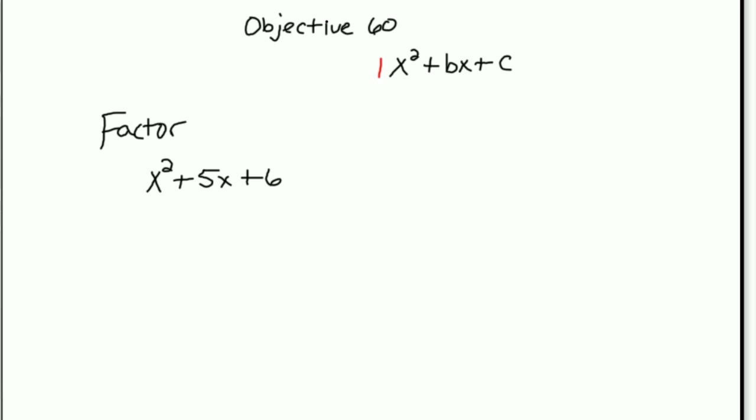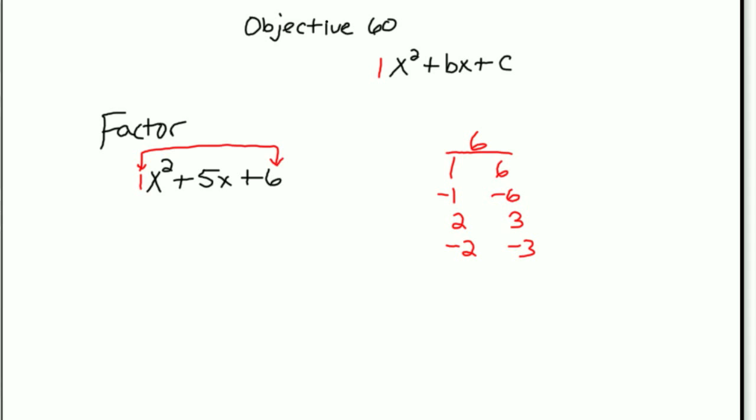Basically we're going to do this through the factor by grouping method. We're going to multiply the 1 and the 6 together, and that's going to give us an answer of 6. The next thing we're going to do is list the factors of this positive 6. So it could be 1 and 6, it could be negative 1 and negative 6, it could be 2 and 3, or it could be negative 2 and negative 3.